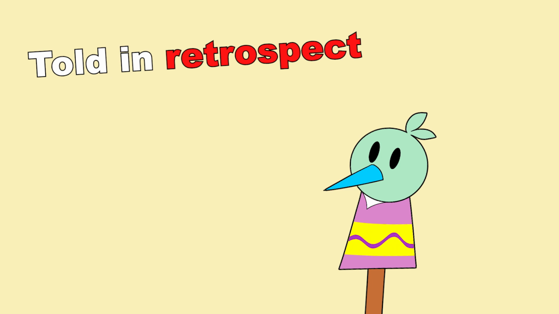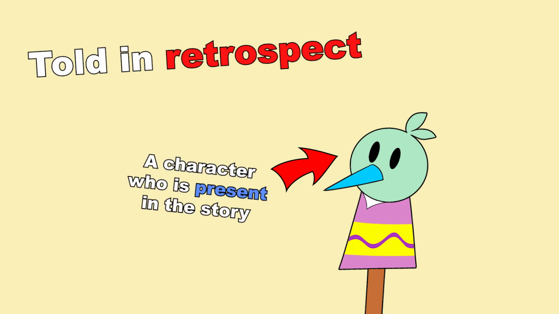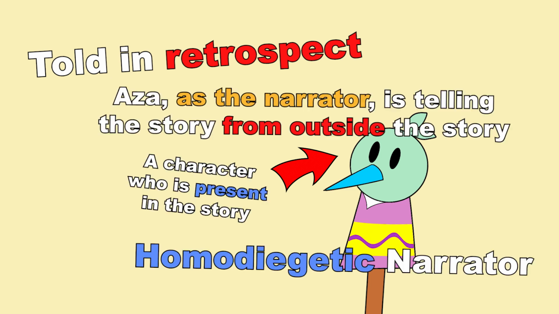So, while the story is being told by a character who features in the story, hence the narrator is homodiegetic, Aza the narrator is nonetheless well outside the story she is telling as she is telling it to the reader, as in she's speaking to us in retrospect after the story has concluded. Hence, the narrator is also extradiegetic.